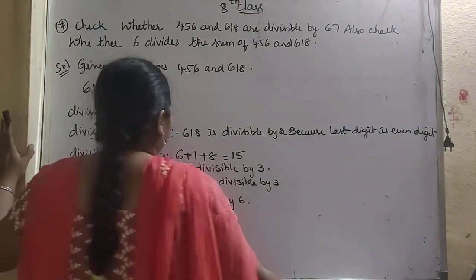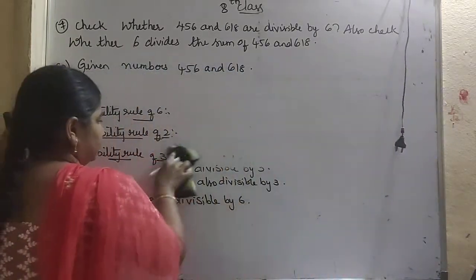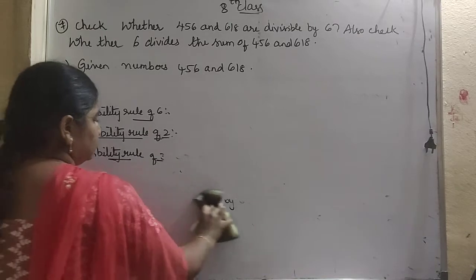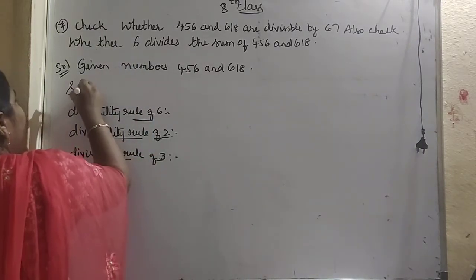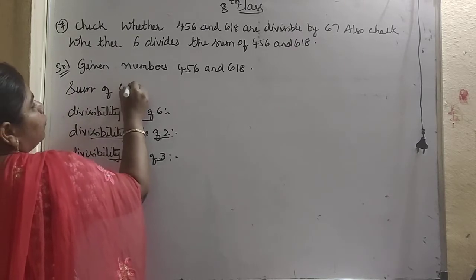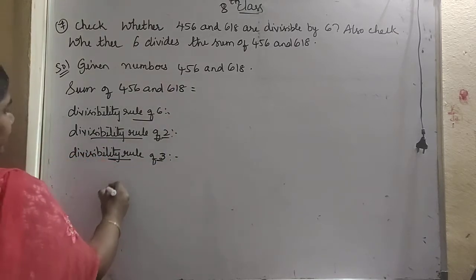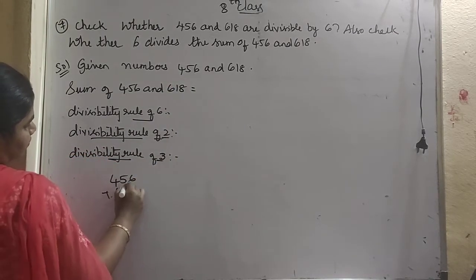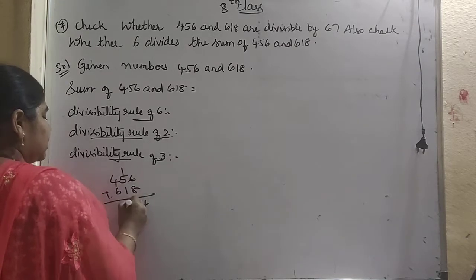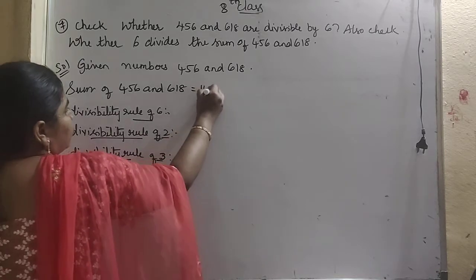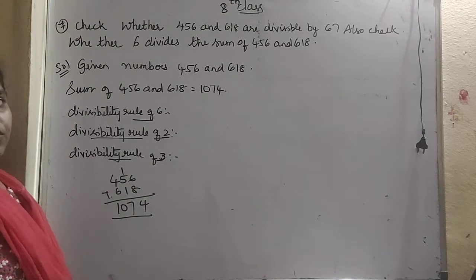So here, the sum of 456 and 618. If you add these two, how much will you get? It will be 1074. So whether this 1074 is divisible by 6 or not, we have to check.